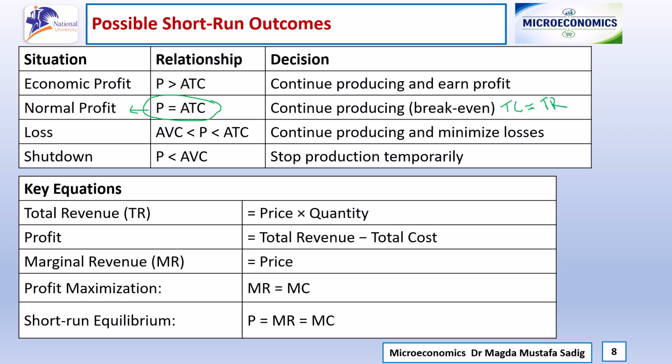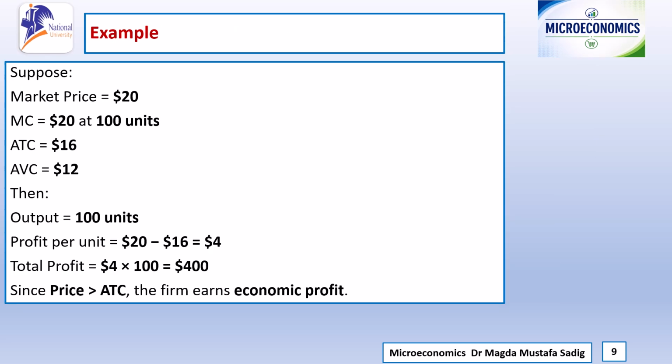Let me come to some of the concepts that appeared here, like the total revenue. Total revenue equals price multiplied by quantity, where profit equals total revenue minus total cost. Marginal revenue equals price in perfect competition. Profit maximization occurs at the point where marginal revenue equals marginal cost. And short-run equilibrium is at price equals marginal revenue equals marginal cost. Let me take an example. Let us solve this example together.